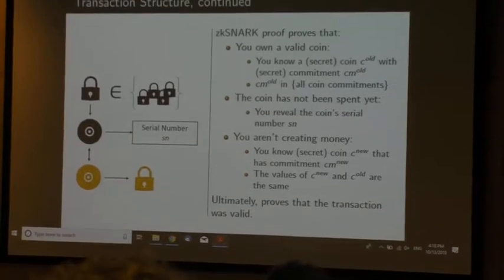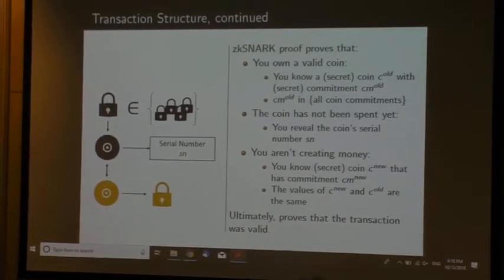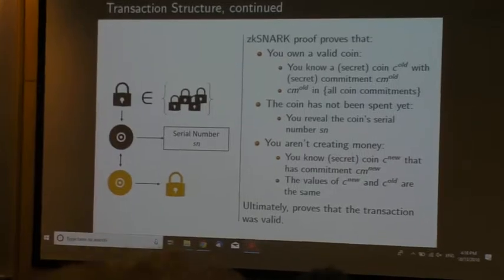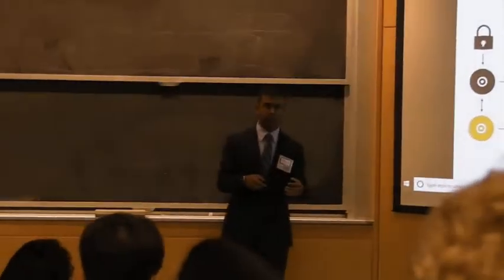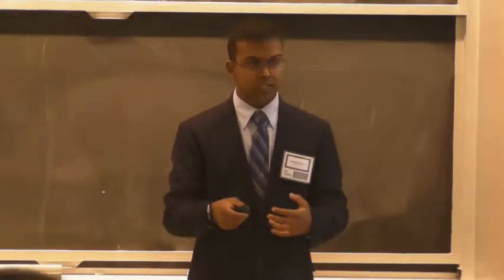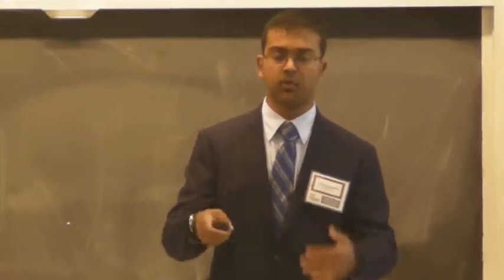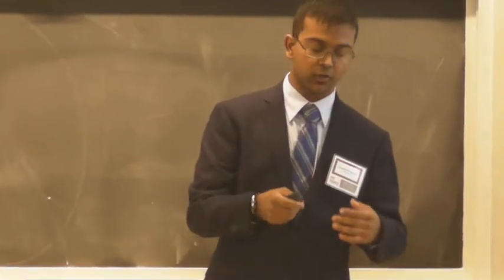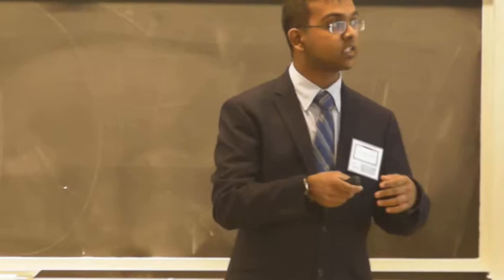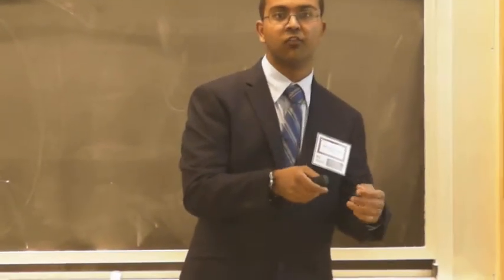Next, you need to prove that the coin has not been spent yet. So in these anonymous transactions, you are not revealing the CM old that you are spending, because that would be losing some of your anonymity. So if you didn't prove that it hasn't been spent yet, someone could create an anonymous transaction that spends the same CM old multiple times, and we don't want this. However, we can't reveal CM old because you're going to lose anonymity. So instead, you reveal the coin's serial number SN. And the serial number is essentially a unique identifier of the coin. So if someone tries to spend CM old twice, they're going to have to reveal the serial number twice, and then they would get caught.